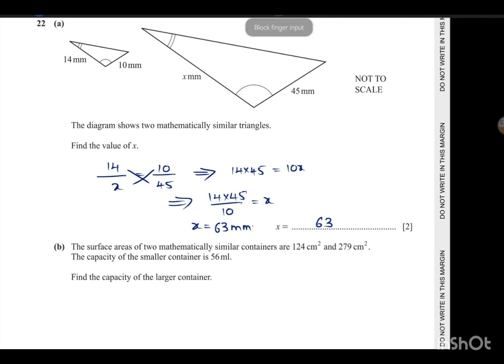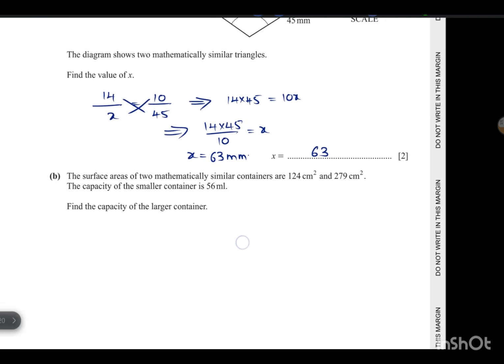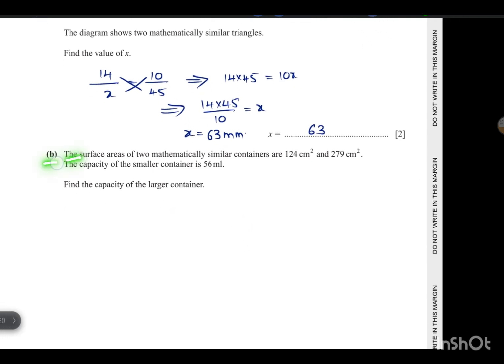Question number B. The surface areas of two mathematically similar containers are 124 centimeter square and 279 centimeter square. The capacity of the smaller container is 56 milliliter. Find the capacity of the larger container. Here they have given the capacity, so capacity is equal to volume.